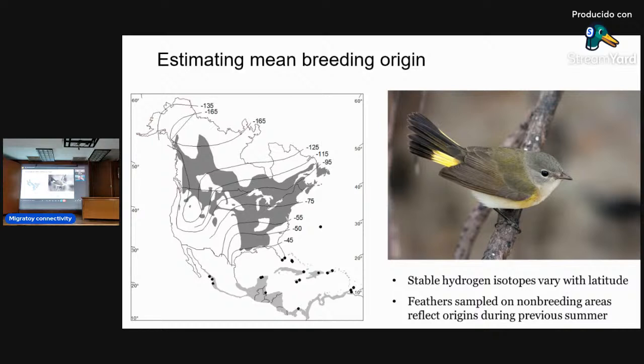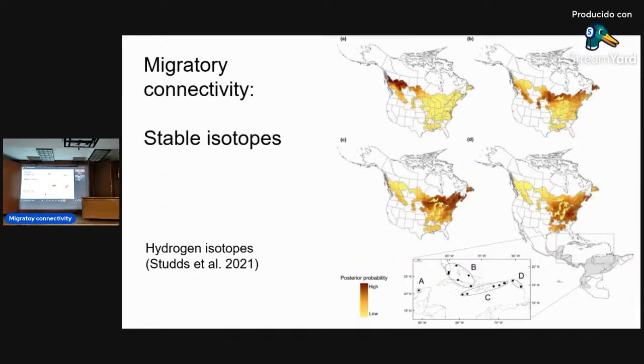So if we analyze the ratio of stable hydrogen isotopes, we can estimate the approximate origin of its breeding habitat. That's what a lot of past authors have been doing, particularly over the last 15 years. It's become really common. This is an example for American redstarts, the study species of mine that I keep mentioning. Basically, the authors went to all these different sites on the non-breeding grounds of redstarts and sampled tail feathers. Then they were able to group the sample sites just based on geography and analyze those tail feathers using stable hydrogen isotopes to estimate where the birds came from.